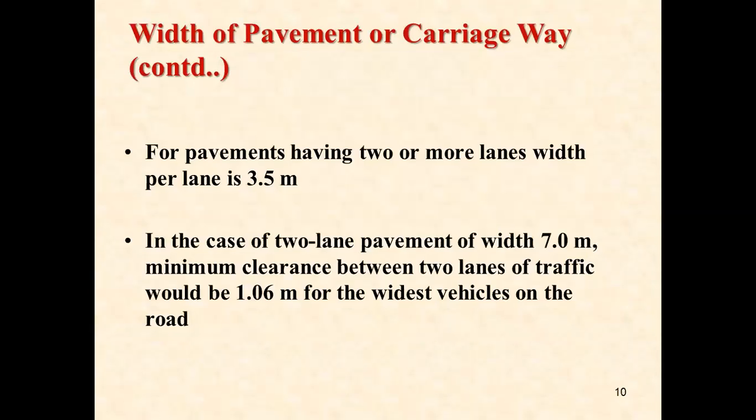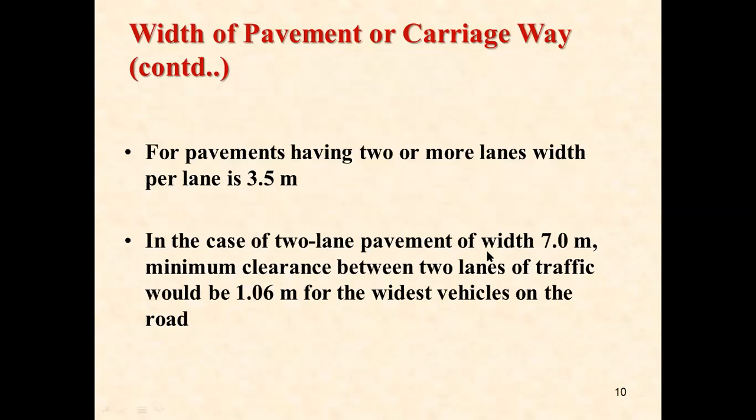Then for pavements having 2 or more lanes, the width per lane is 3.5 meters. The previous case is 3.8 for a single lane, and for more than one lane, whether 2 lane, 3 lane or 4 lane, the width of the pavement we are going to provide is 3.5 meters per lane.